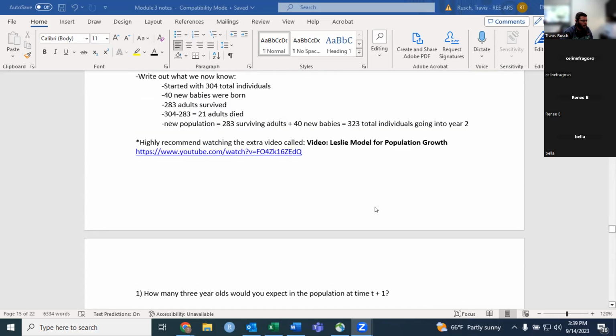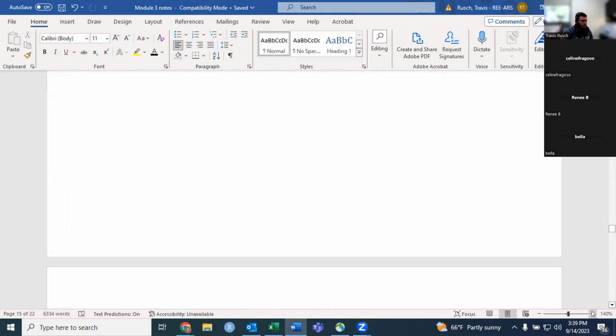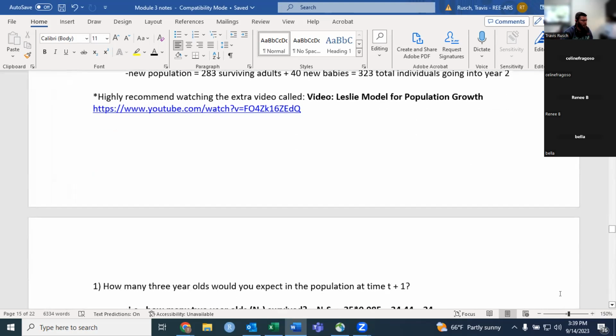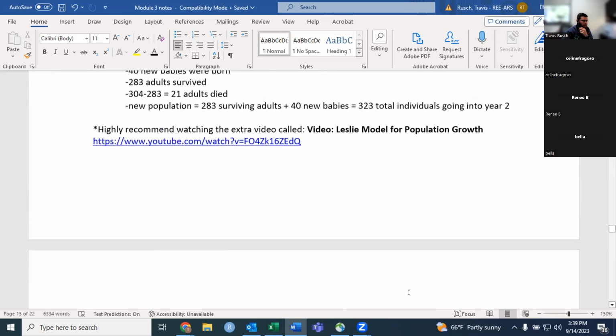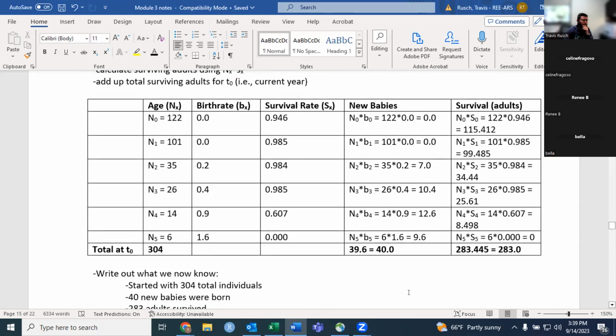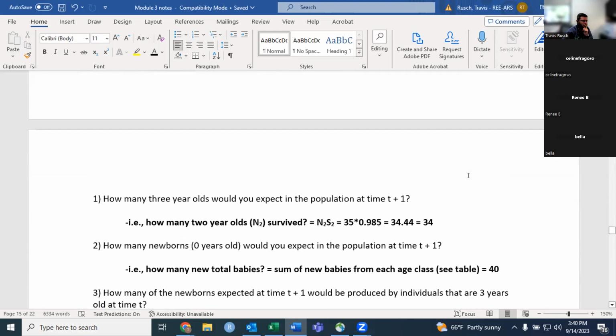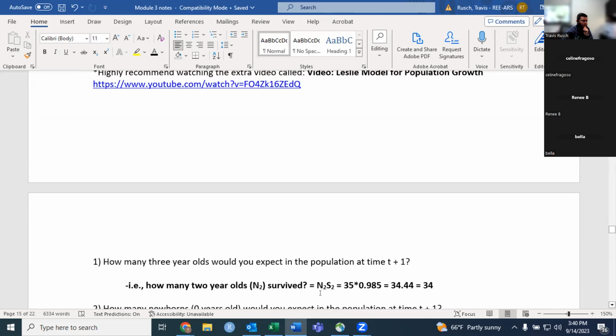All right. So then why don't we ask some questions about this? And this is from one of the activities. Having that table, if I ask the question, how many three-year-olds would you expect in the population at T plus one? Looking at this table, how many three-year-olds at T plus one? Would you multiply the number of two-year-olds by the survival rate of the three-year-olds? Yes, exactly. So we have N2 times S2, which is 35 times 0.98. That'd be 34.44, or if we round it for whole organisms, it would be 34.